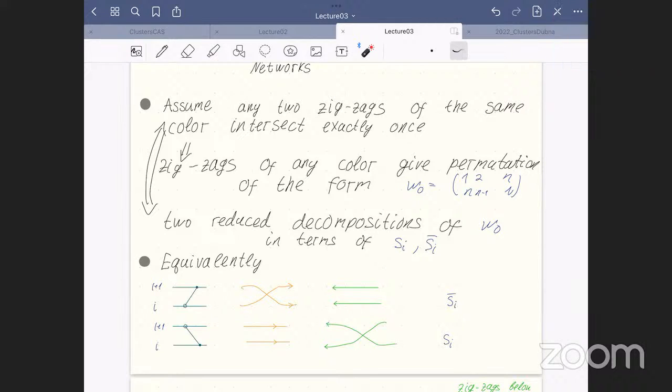Okay, you mean that we can decompose the network into some kind of product of S_i's? Yes. Okay.